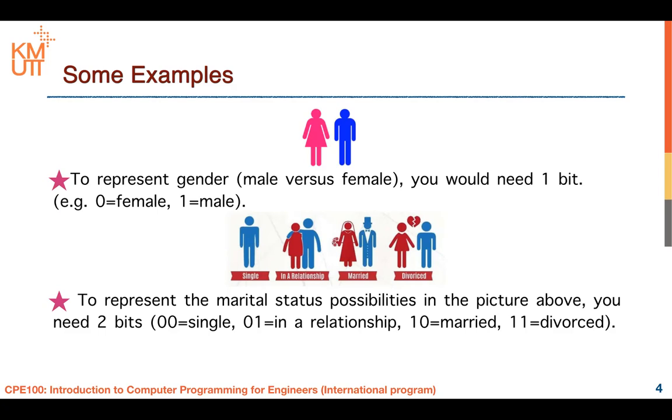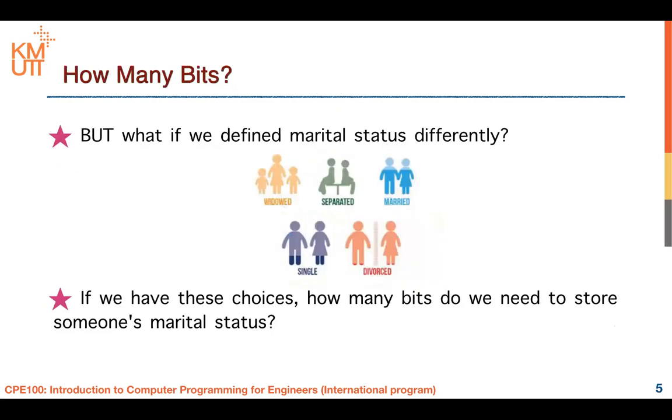This is a way that we can represent the status in a structure, for specific values. In this case, we have four possible values, so you can use two bits. Can you see the relationship or the formula for this?